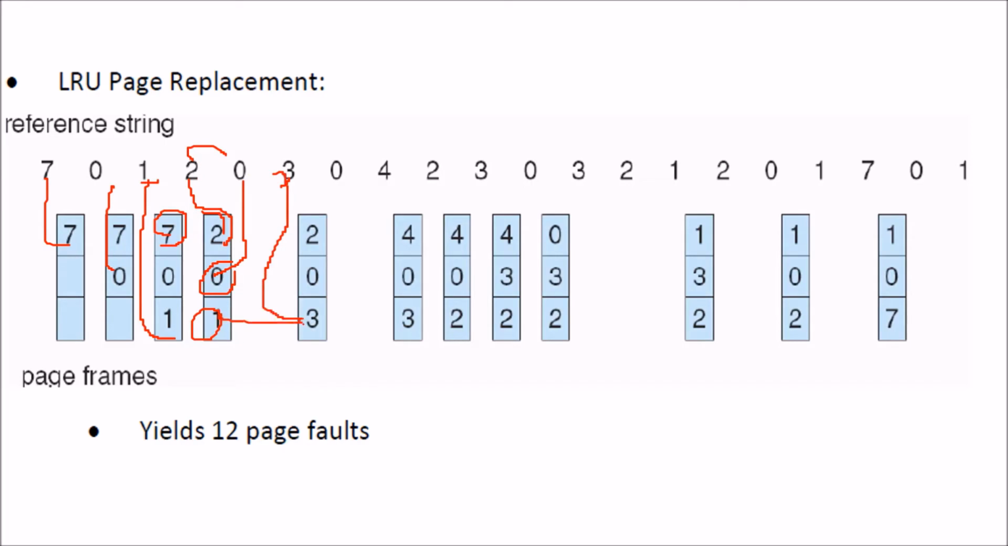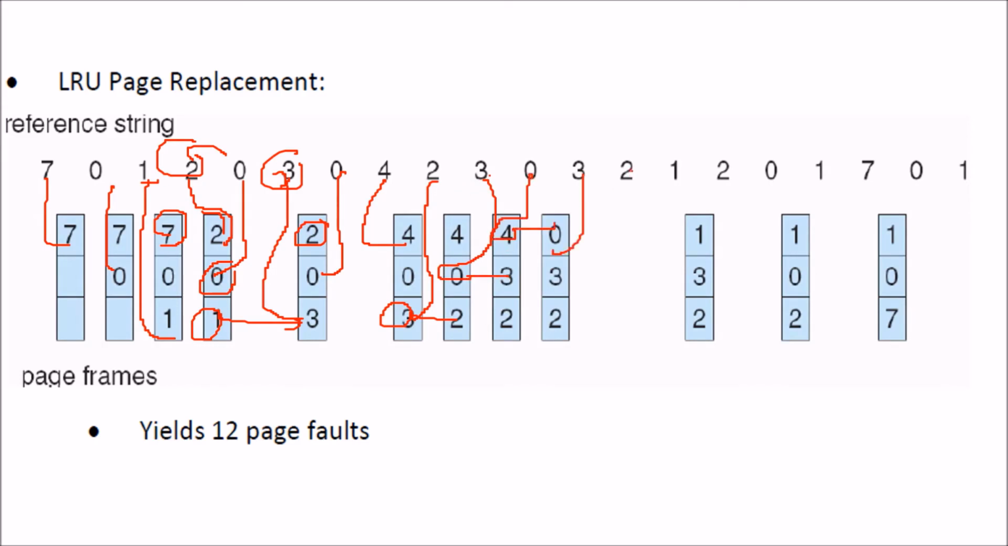0 is already there, 4 will come. 4 will replace what? 2, because it was earlier. It was least recently used. 4 will replace this 2. Then 2 will come. 2 will replace 3, because 3 was quite earlier. Then next, 3 comes after 2, we have to replace this 0. This 3 will replace 0. Then 0 will come, we will replace this 4.